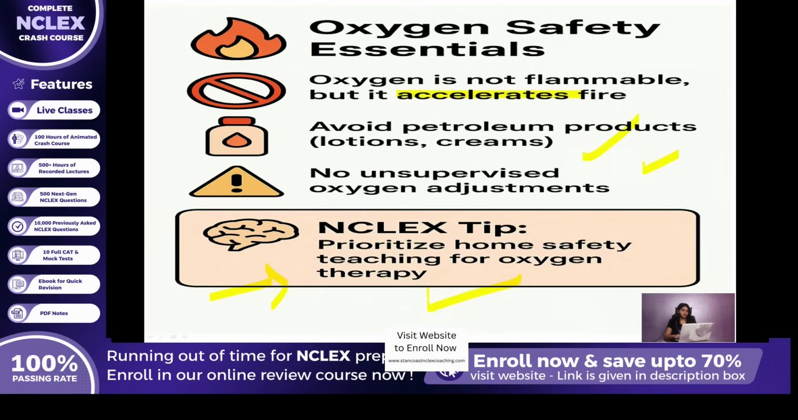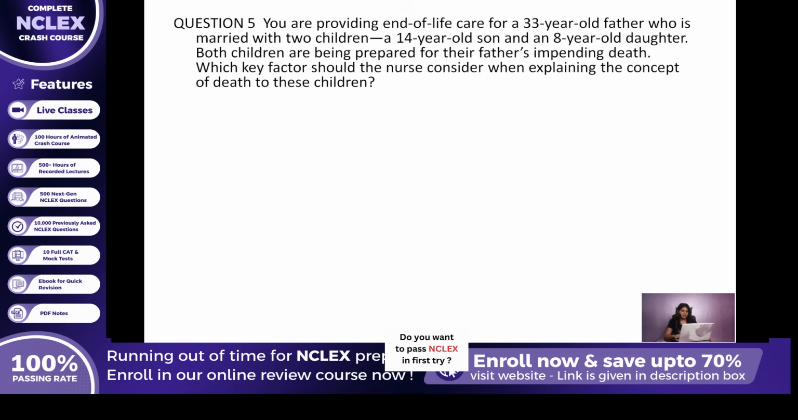Now, let us move on to question 5, which addresses pediatric understanding of death during end-of-life care. You are caring for a 33-year-old father who is nearing death. He has a 14-year-old son and an 8-year-old daughter. As both children are being prepared for their father's passing, what key factor should the nurse consider when explaining the concept of death? Here are the options.